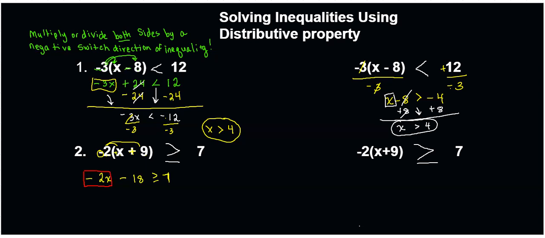Well, what I see outside of the box on the same side is a negative 18. So that's what I'm going to move. I've got to get it out of here. So I'm going to neutralize it by adding 18. If I do it to one side, I've got to do it to the other. And now you can see a negative and a positive, they're gone. I'm going to bring down my negative 2x. I'm going to bring down my inequality. 18 and 7 is 25.